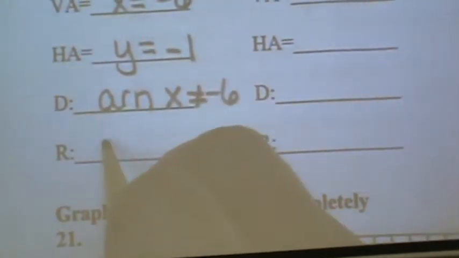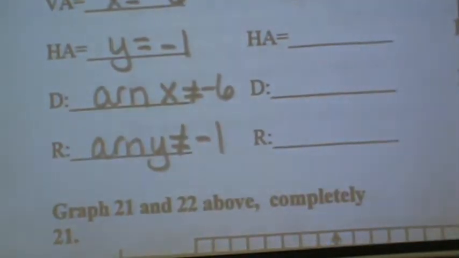X equals -6. Y equals -1. What's your domain? All real numbers, x can't equal -6. All real numbers, y can't be -1. Number 23. X equals -1. Y equals -8. All real numbers, x cannot be -1. Yep.